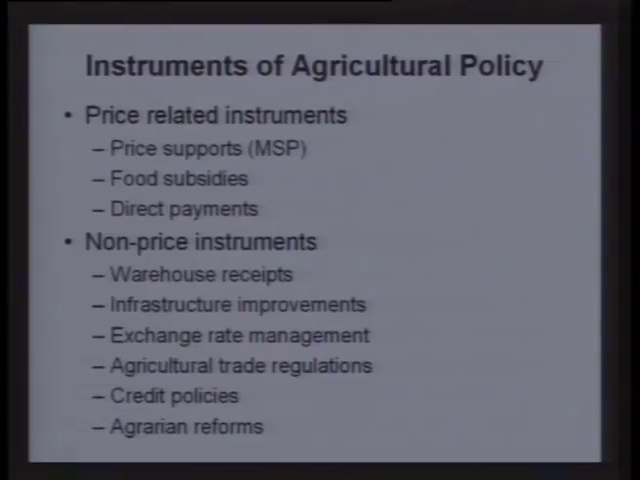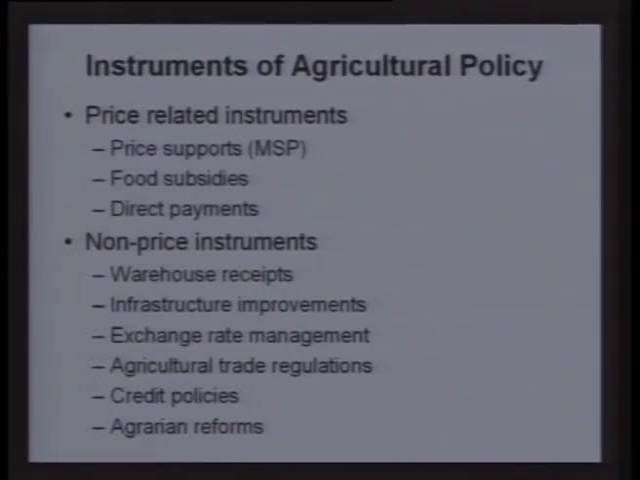What are the instruments available for agriculture policy in India particularly? There are two types of instruments: price related instruments and non-price related instruments. Price related instruments are price support in terms of the procurement price or minimum support price. We provide food subsidy to rural people or people below the poverty line.